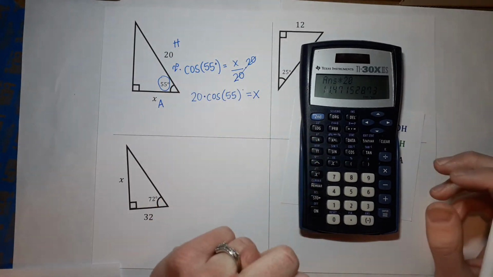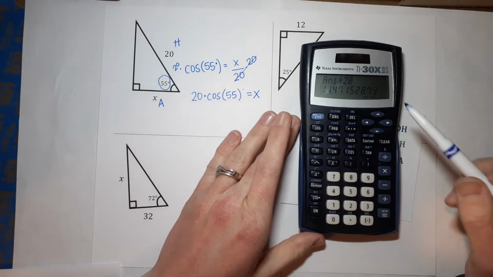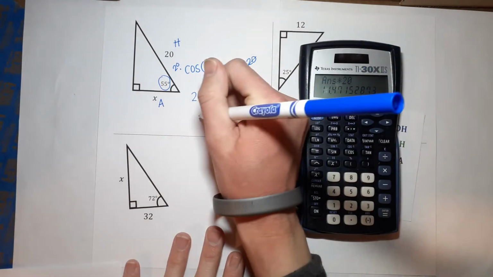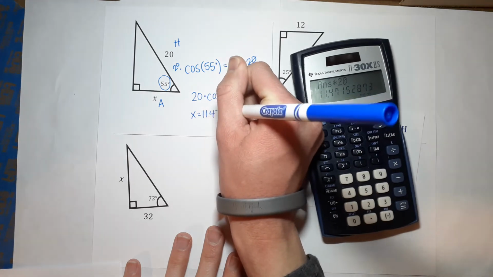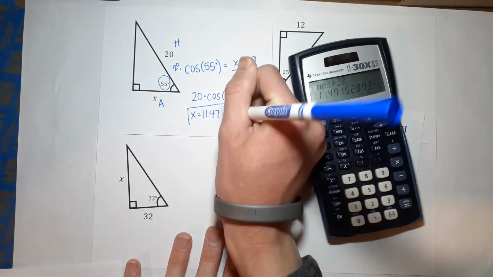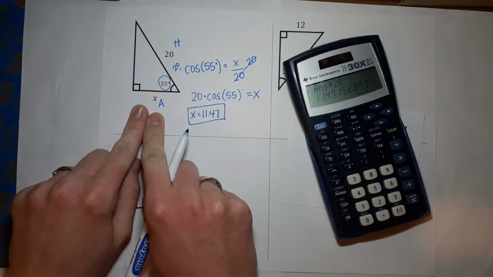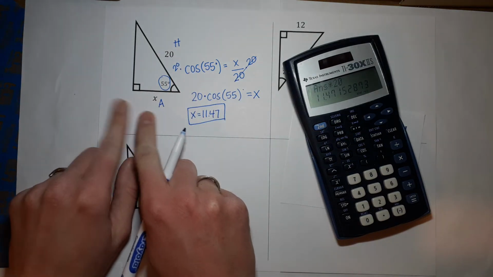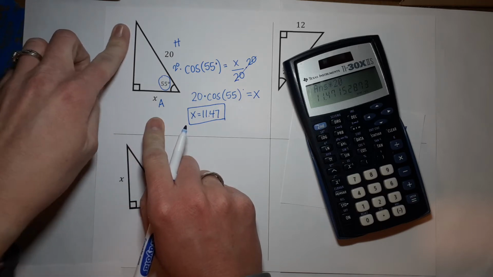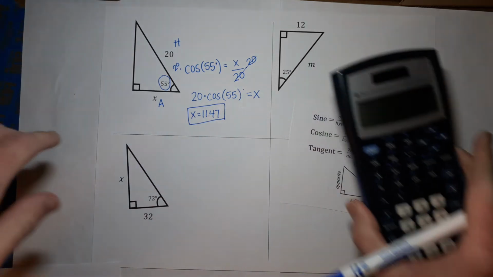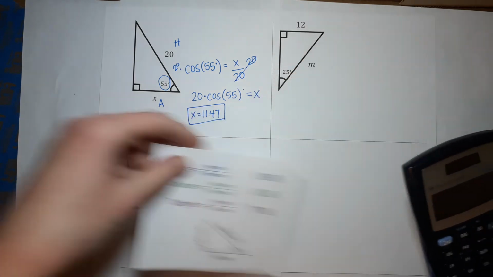That's 2 decimal places. So I get 11.47152873. And I'm going to round that to 11.47. And that is what x equals. Okay, so that is that side. If we needed to figure out this side, we could, but it's not asking us for that one right now. Okay, let's do another one.